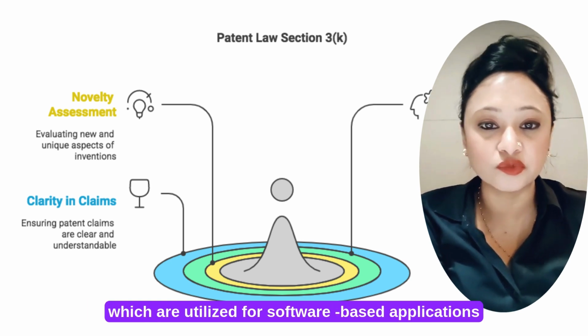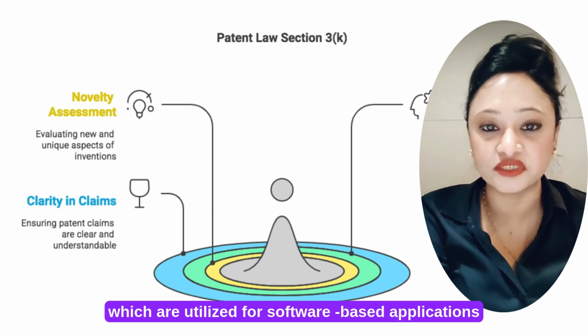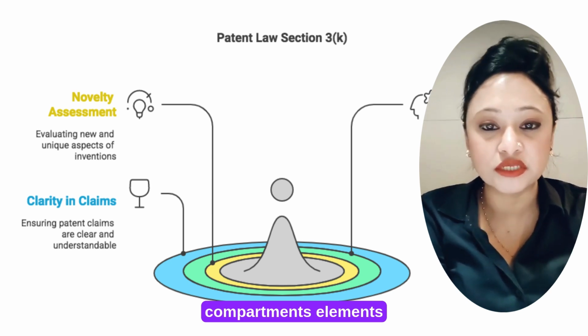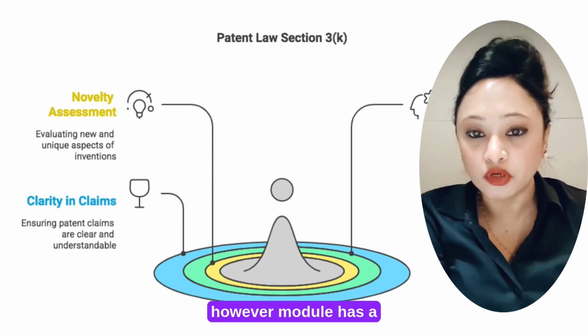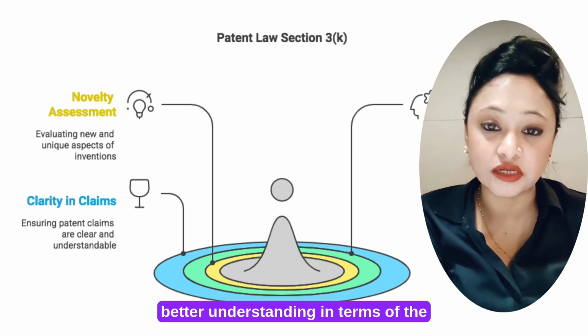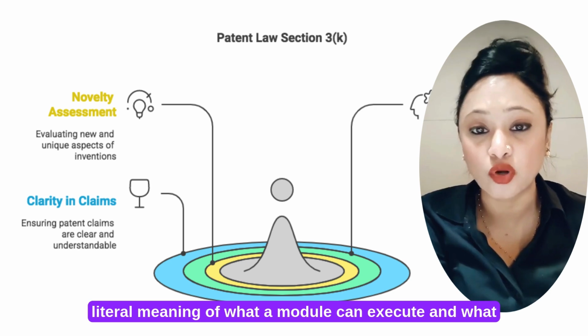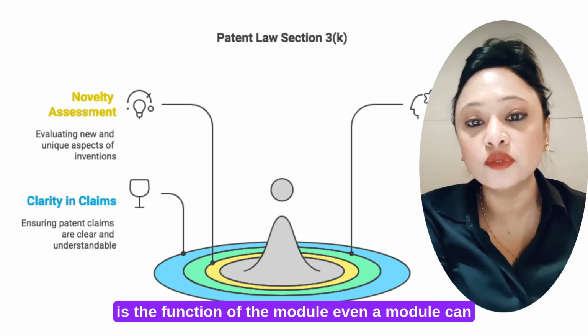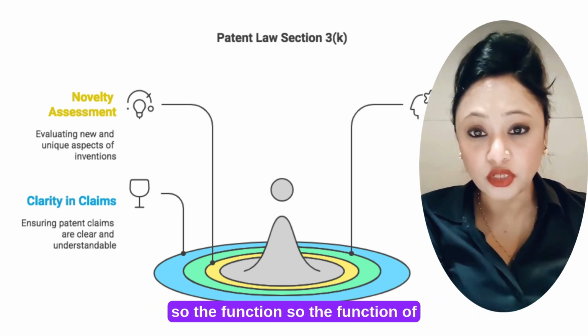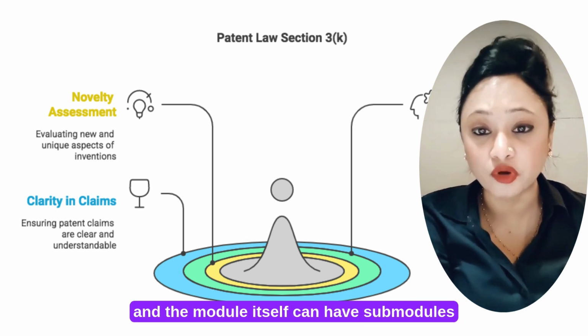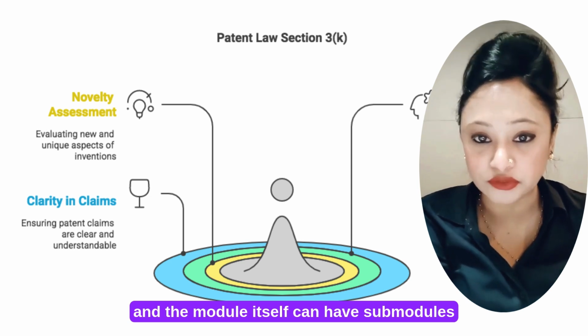The words generally utilized for software-based applications are units, modules, compartments, elements. However, module has a better understanding in terms of the literal meaning of what a module can execute and what the function of the module is. Even a module can have a submodule. The function of a module is the execution of that particular step, and the module itself can have submodules.